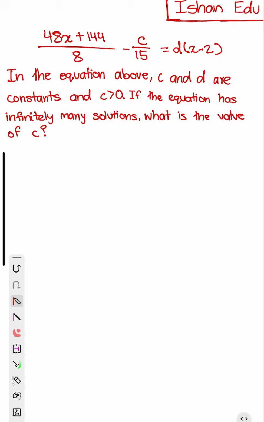So let's dive right into this question regarding linear expressions. In the equation above, C and D are constants and C is greater than 0. If the equation has infinitely many solutions, what is the value of C?